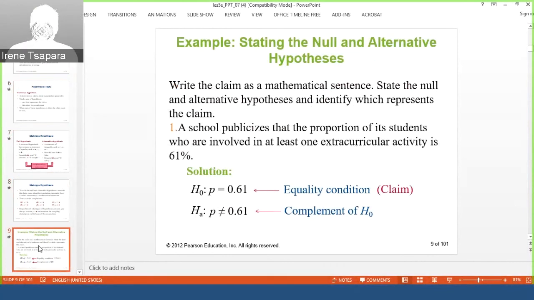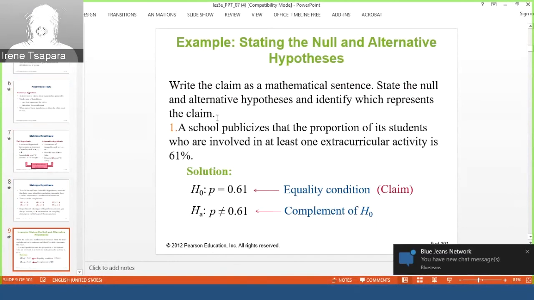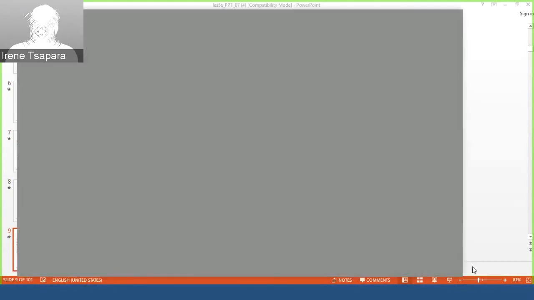An example: a school publicizes that the proportion of its students who are involved in at least one extracurricular activity is 61%. Now, if you read this, let me see.